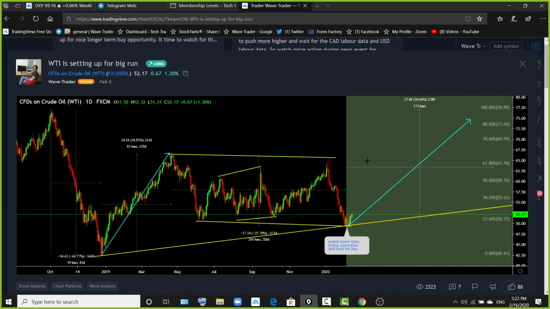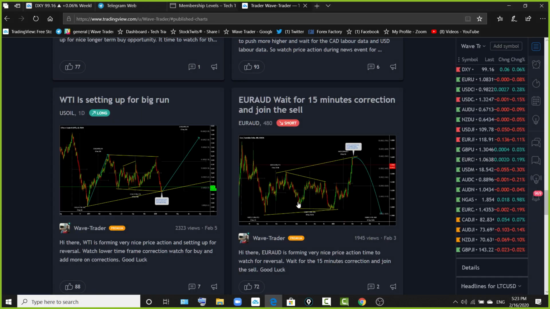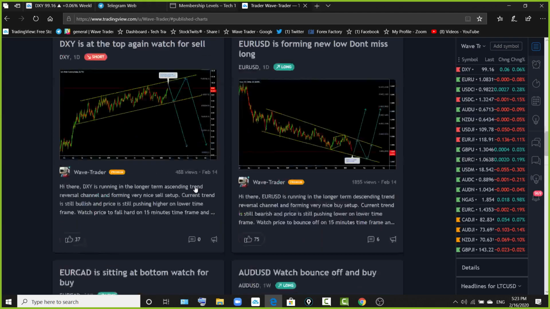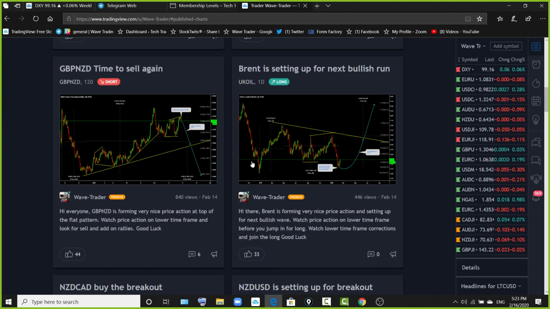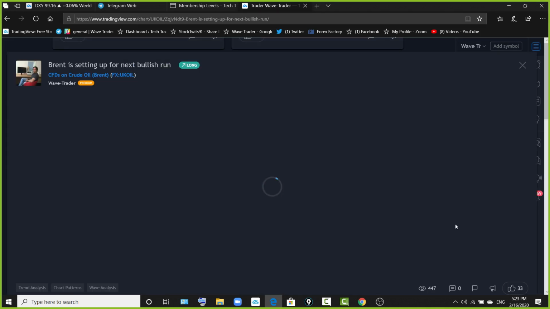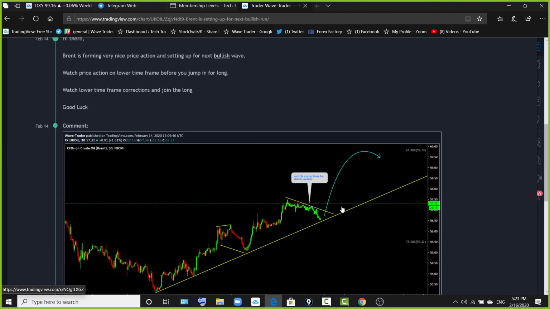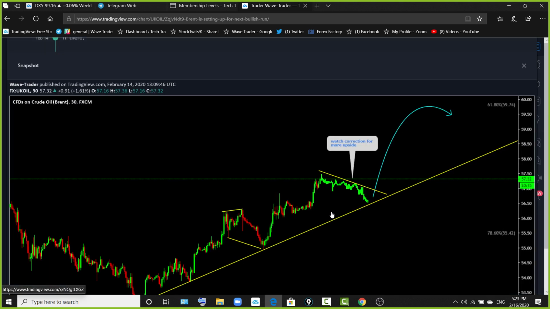Last week we had a flag on it, and that flag broke out. Just follow this chart now, I mean this pattern there on the WTI. Price is correcting. This is slightly late, but at the current price it is correcting.